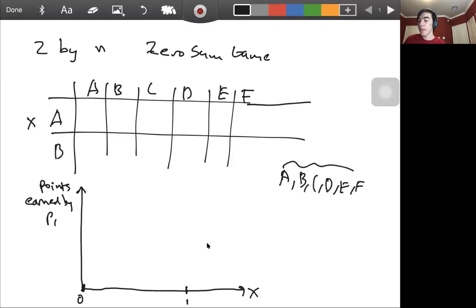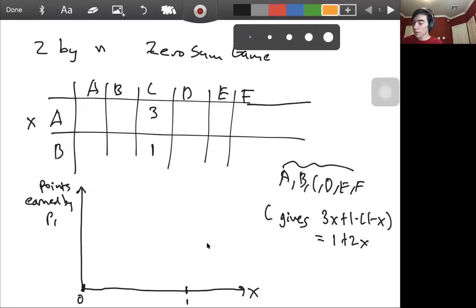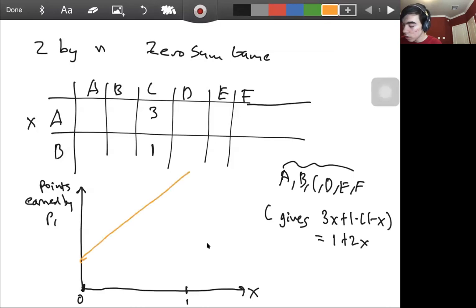Let's say column C has numbers 3 and 1. That means choosing C gives you 3x plus 1 times 1 minus x. This is, again, the expected value. So this is 1 plus 2x. So we can actually graph this. This is y equals 1 plus 2x. And this is strategy C. And we can keep going and graph the other strategies.